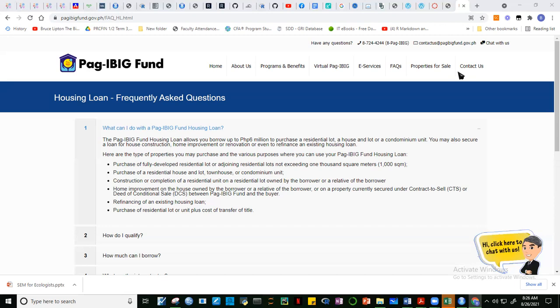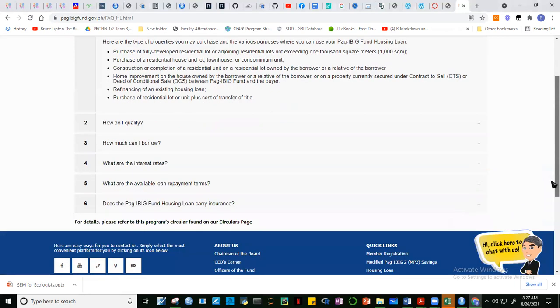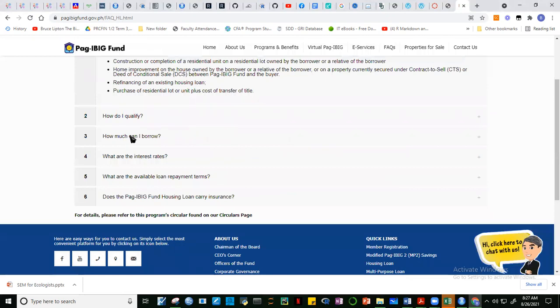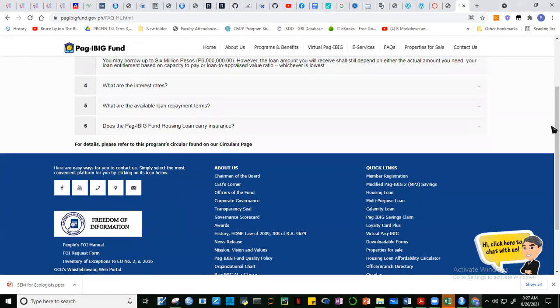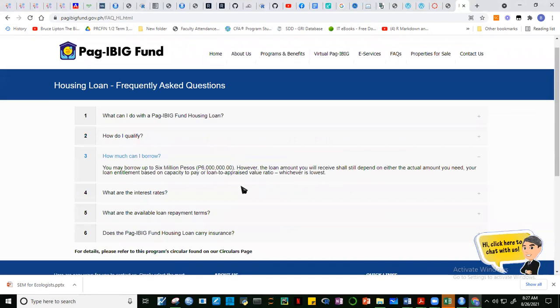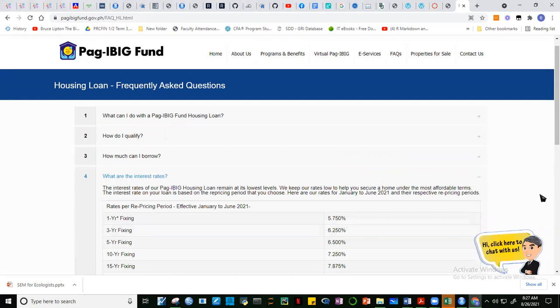So, frequently asked questions, housing loan. Yan. Housing loan, frequently asked questions. So, here you can learn, guys, paano daw kumuha ng loan, kung qualified ba tayo, or magkano daw yung pwedeng mahiram. Sabi dito, how much can we borrow? Up to a maximum of 6 million. Okay, pero conditional pa yan. Tapos ito yung interest natin. No? What are the interest rates?